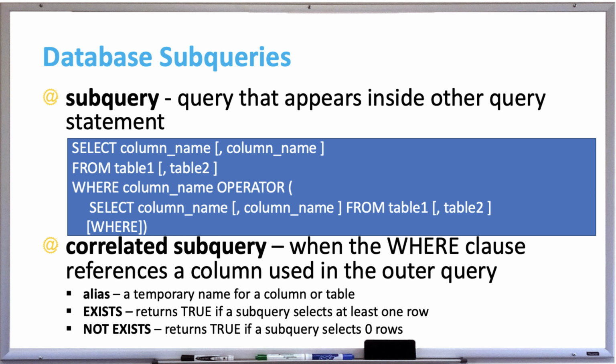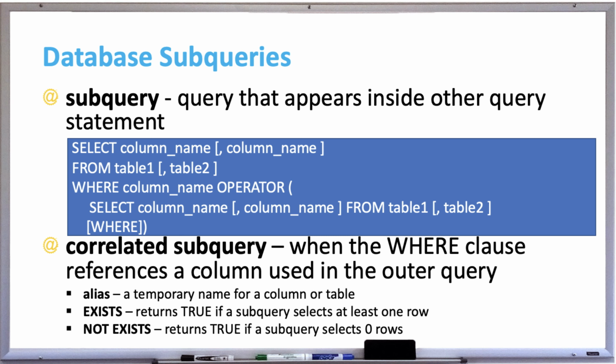A subquery is a query that appears inside another query statement. If you're doing a select statement, you can specify another query within the where clause, and that's called a subquery. They're also called nested queries or inner queries. The syntax shown in the blue box is how you can create a subquery.